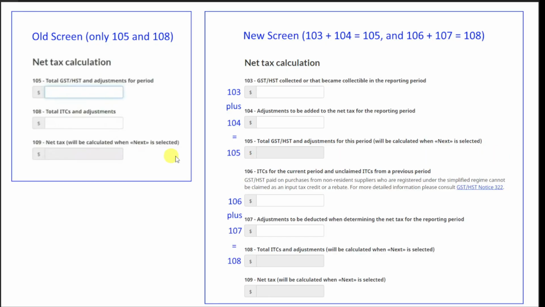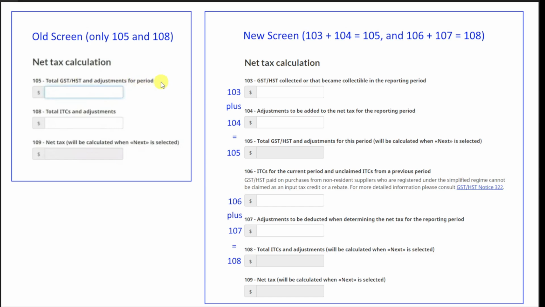GST/HST online. Instead of just having line 105, total GST/HST and adjustments for period, they now include the details of this line, and that is 103 plus 104. And 103 is helpfully described as GST/HST collected or that became collectible in the reporting period. This is much clearer than the vague description of line 105, just total GST/HST and adjustments.